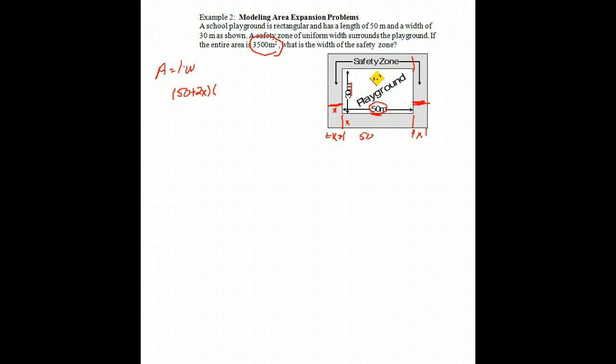Times, and now your width, similar, you have 30. If I just extend that side, you have 30, and you have this distance of X here, and a distance of X there. So you have 30 plus 2X. And all this, we're told, equals 3,500. So now we're going to multiply this out and then bring the 3,500 over and solve for X. I'll pause, and when you come back, you see the question's been multiplied out and simplified.